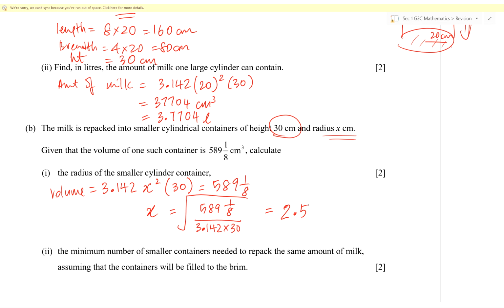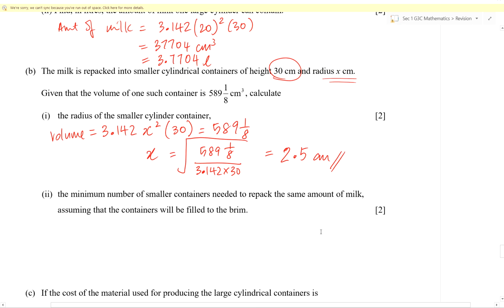Now it's also very ridiculous, right? Yeah. Okay, it's really very tiny. 5 cm is the diameter. Can you imagine holding a 5 cm bottle? But it's 30 cm tall. It's like this tall. Okay, so that's our radius.